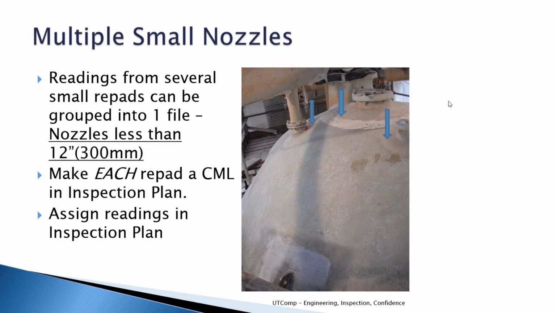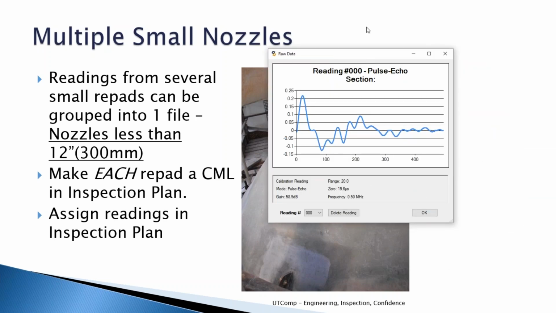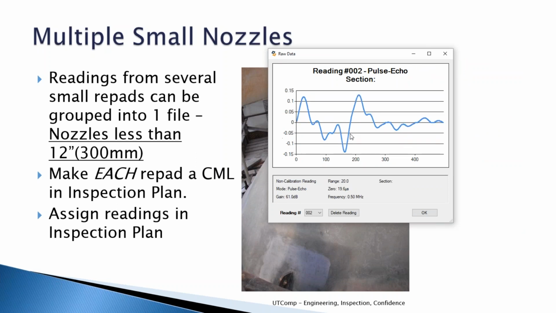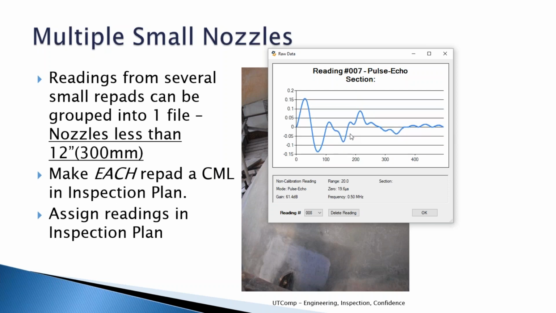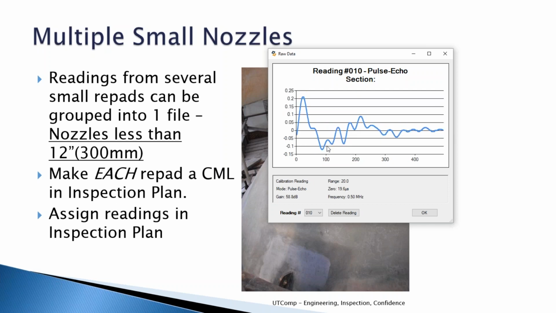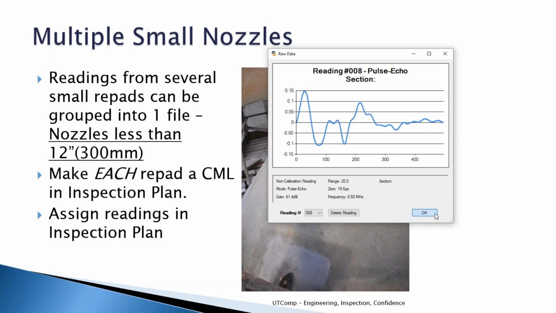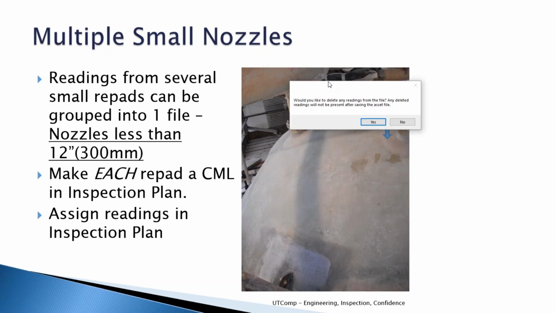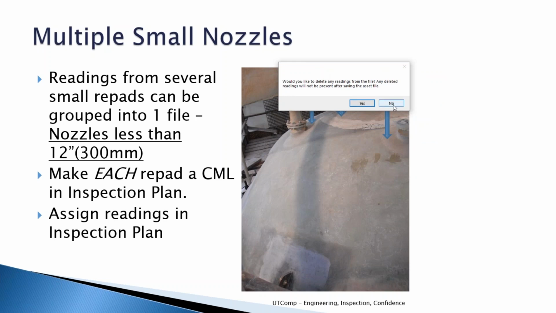Now, what comes up next is what readings are included in the file. And so we get a chance to see all of the readings. I think you've seen this before. This is a bare transducer reading, and you can tell from the way it looks. I was scrolling through them, getting some information, another bare transducer reading. They all look fine to me. I'm going to say okay. Do I want to delete any readings? No.